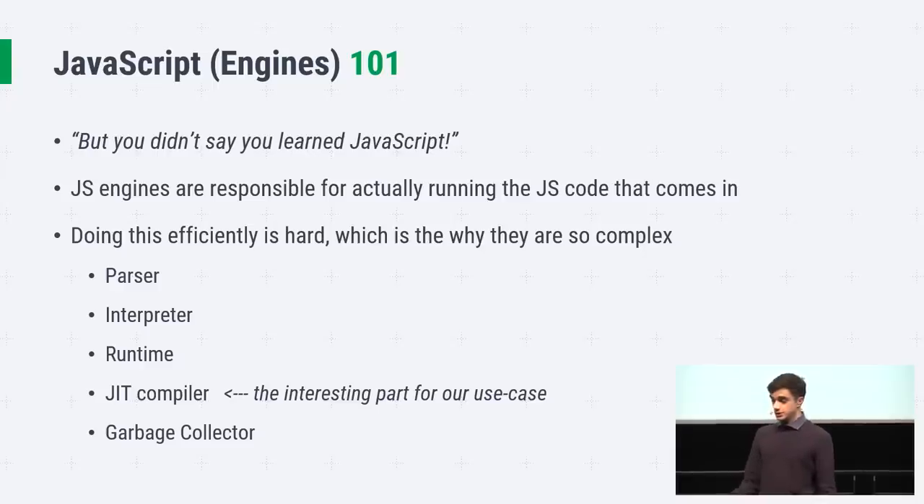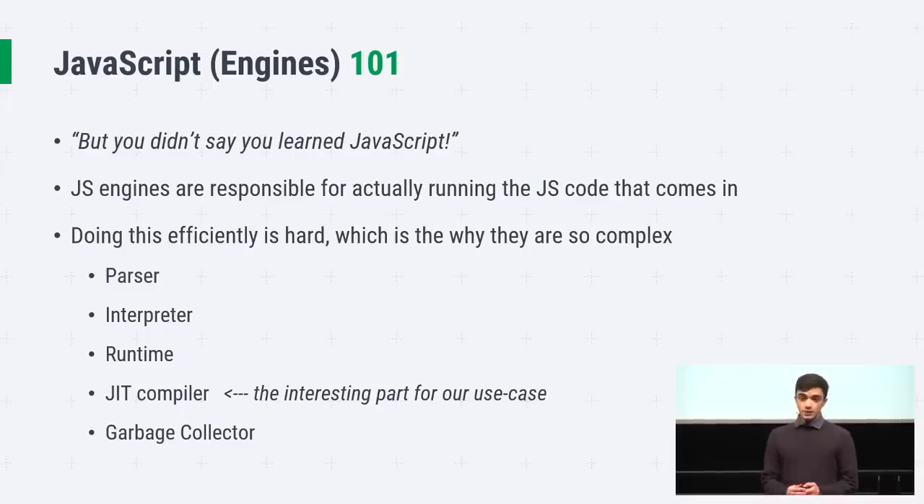Now, JS engines are basically what's capable of running the code that you write as a JavaScript developer. They have a lot of parts to them, and the most important one for us is the JIT compiler. JIT stands for Just-in-Time compiler. What it essentially does is, when some function gets hot and it's being called a lot of times, it compiles this function to machine code to improve performance.